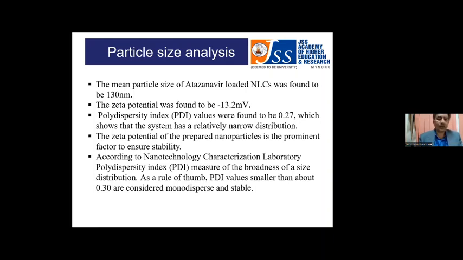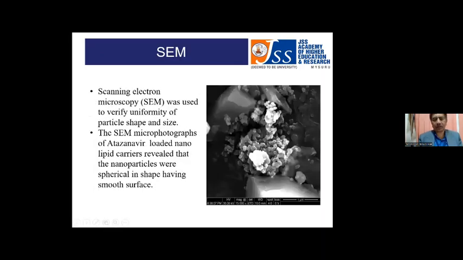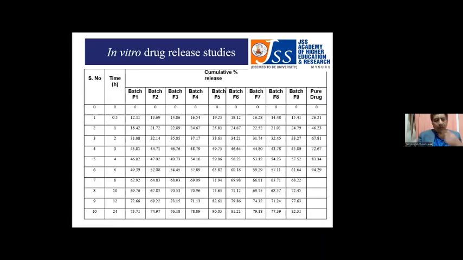So according to the Nanotechnology Characterization Laboratory, the polydispersity index, PDI, is a measure of the broadness of the size distribution. As a rule of thumb, PDI values smaller than about 0.3 are considered to be a monodisperse and stable formulation. So this is the scanning electron microscopy technique to verify the uniformity of the particle size and shape. And you can see here the particles of the Atazanavir loaded lipid carriers were found to be spherical in shape with a smooth surface.